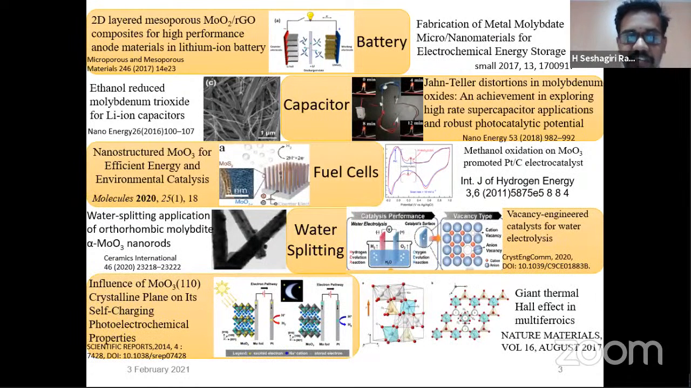In recent times, it has even been applied for self-charging photoelectrochemical properties, as well as the giant thermal Hall effect in multiferroic applications. Like this, most of the applications of MoO3 appear in recent articles also. The crystal planes of MoO3 show three phases.